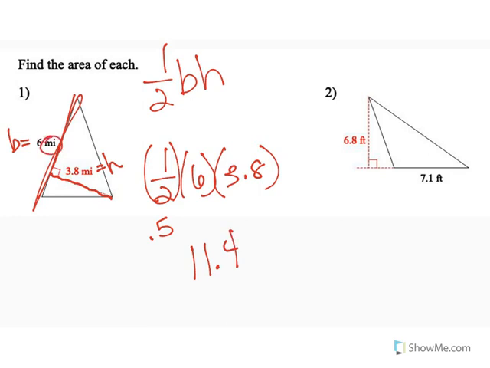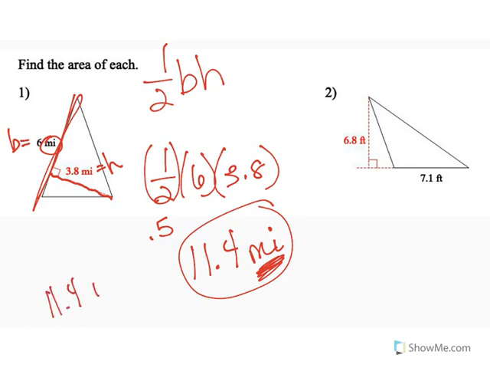Notice it tells us those were all in miles, so our answer is in miles. Get used to including the units. If it doesn't give you units, you would just write 11.4 UN for units. I will take off for not having units on your quizzes and such.